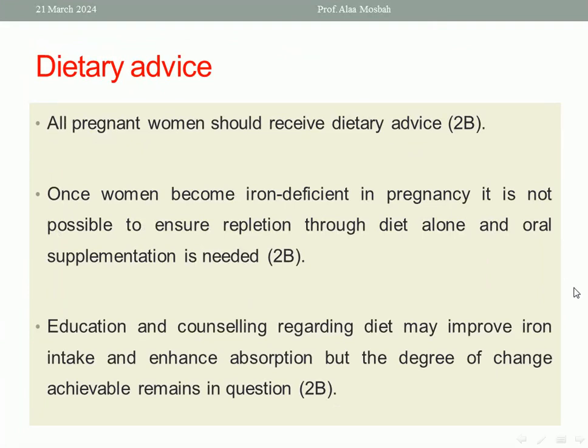Okay, let us go to the recommendation of guidelines for dietary advice. In summary, all pregnant women should receive dietary advice. Once women become iron deficient in pregnancy, it is not possible to ensure repletion through diet alone, and oral supplementation is needed. Education and counseling regarding diet may improve iron intake and enhance absorption, but the degree of change achievable remains in question.